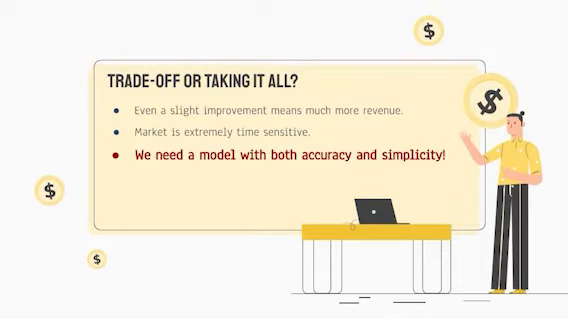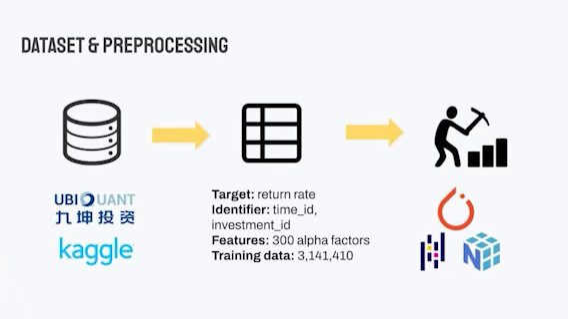So our main idea is: can we have a model with both best accuracy and simplicity in most of the cases? It turns out that mixture models can have amazing results, which we'll talk about later.